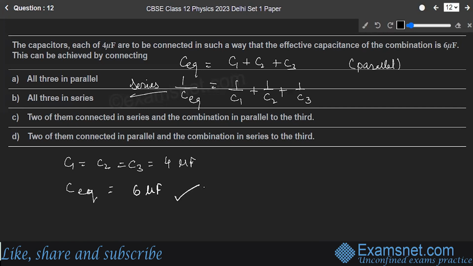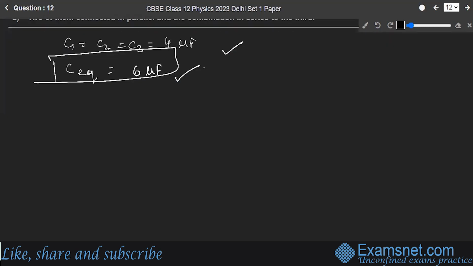So now, these are the three capacitors given, and you want to have an equivalent capacitance of 6 microfarad. You can get it only if two of them are first connected in series, and then that combination is connected in parallel with the third one, like this. First two capacitors in series, and the third one in parallel.